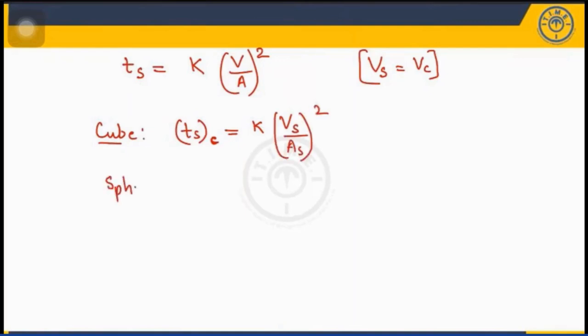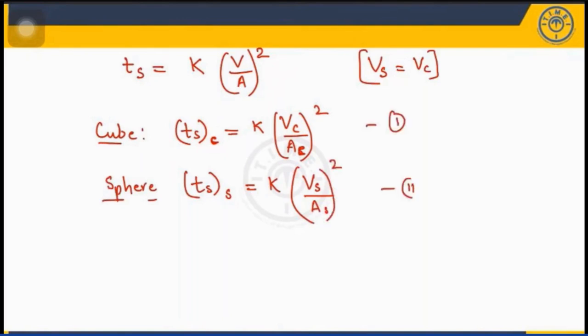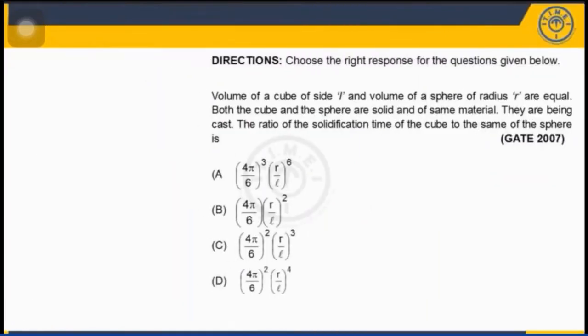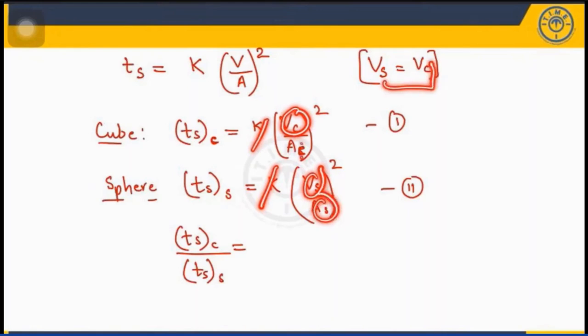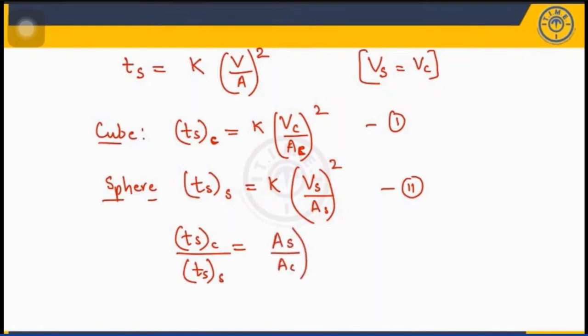Similarly, for the sphere, the solidification time of the sphere is equal to K into (V by A) whole square. For the cube I mention subscript C, because this is for the solidification time of the cube. Now for the sphere, it will be Vs and As. Now if you divide the first and second equations, you will get the ratio of the solidification times. You have to calculate the ratio of the solidification time of the cube to the sphere. No problem. If you divide the first by the second, the K will cancel out and the volume of the cube and the volume of the sphere are equal. That means only the area is left. So can I write this as As divided by Ac, whole square? Is it clear, Raj? This one is clear. The K will cancel out, the volume is equal.